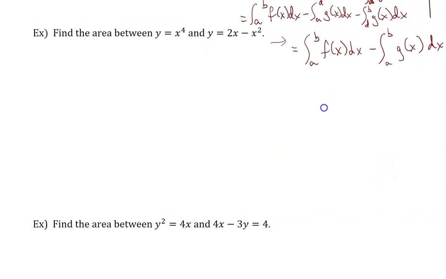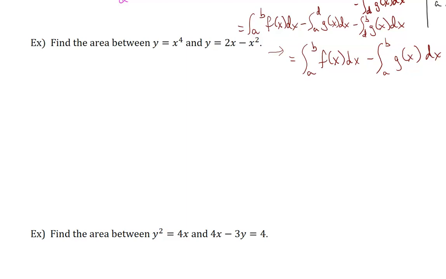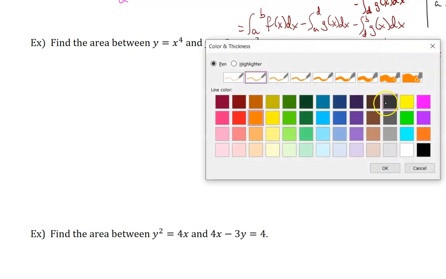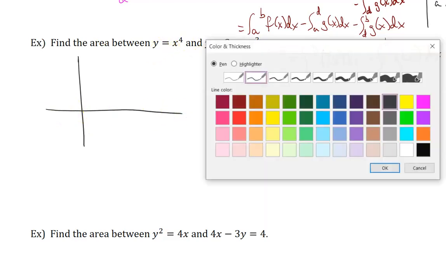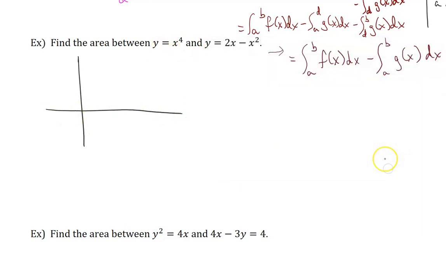So here we're looking for the area between two curves. We're going to start by graphing them. We're doing the sketch part first, and then we will slice and integrate. Y equals x to the fourth looks very similar to y equals x squared. It's just a little bit flatter.